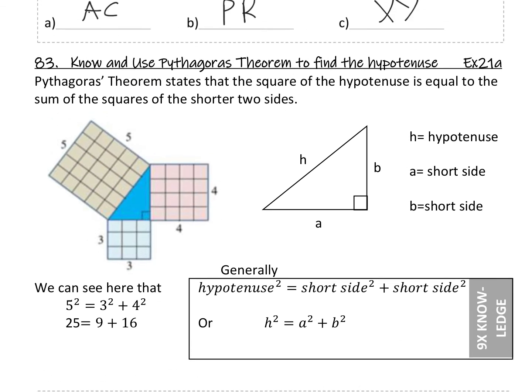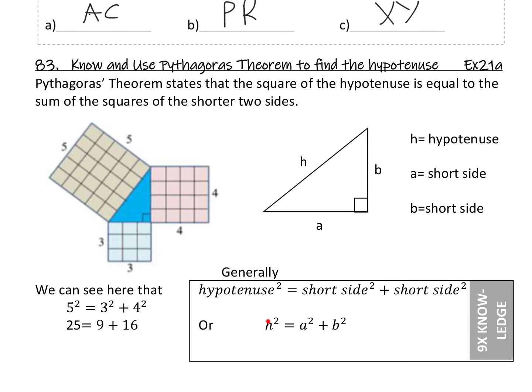It might be worth memorizing. Well, you should obviously memorize this here and maybe even be able to say that the square of the hypotenuse is equal to the sum of the squares of the shorter two sides.